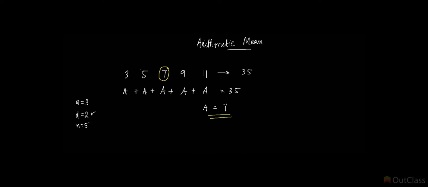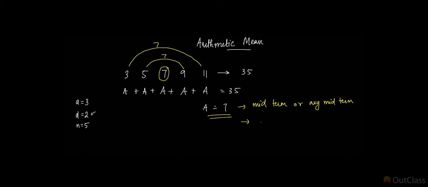Not only that, basically every pair which is equidistant from the middle term. So you'll notice that 5 and 9 have an average of 7, 3 and 11 have an average of 7, and the middle term obviously is 7 as well. Right? So average in an AP is going to be the middle term if you have it, or the average of the two middle terms if you don't have a single middle term. We'll see that in a short while.